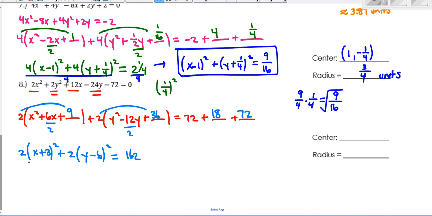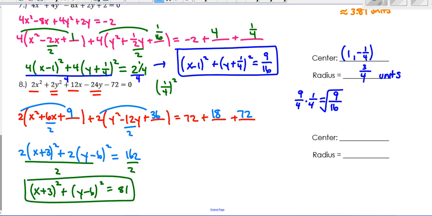Now I want to divide by 2. Divide by 2, divide by 2. So I get x plus 3 squared plus y minus 6 squared equals 81. And that's my standard form. Now that I'm in standard form, I can see that my center is opposite -3, opposite 6, and I can see that my radius is 9 units. It's the square root of 81, which is 9.